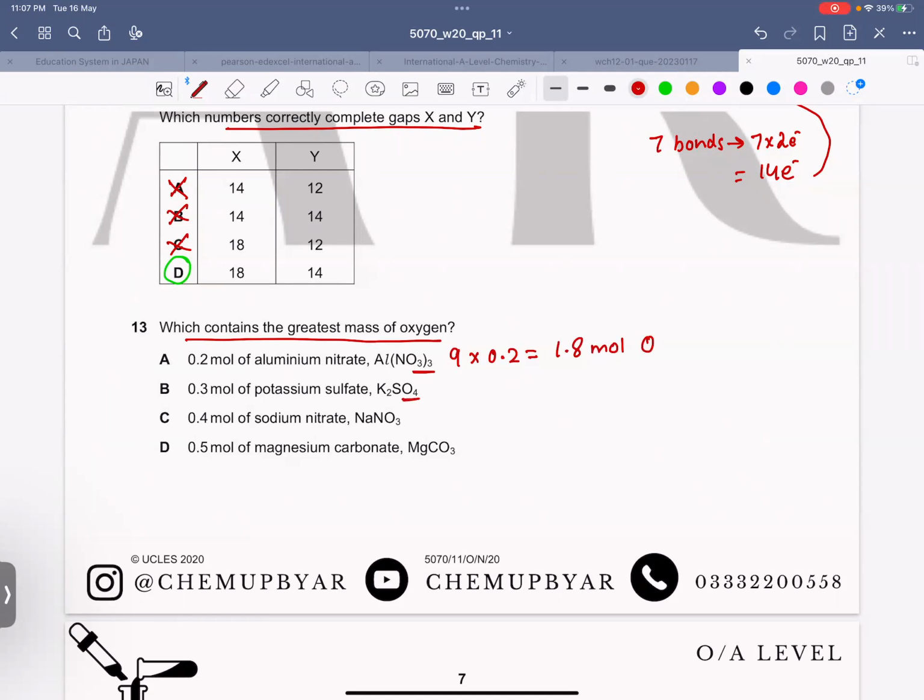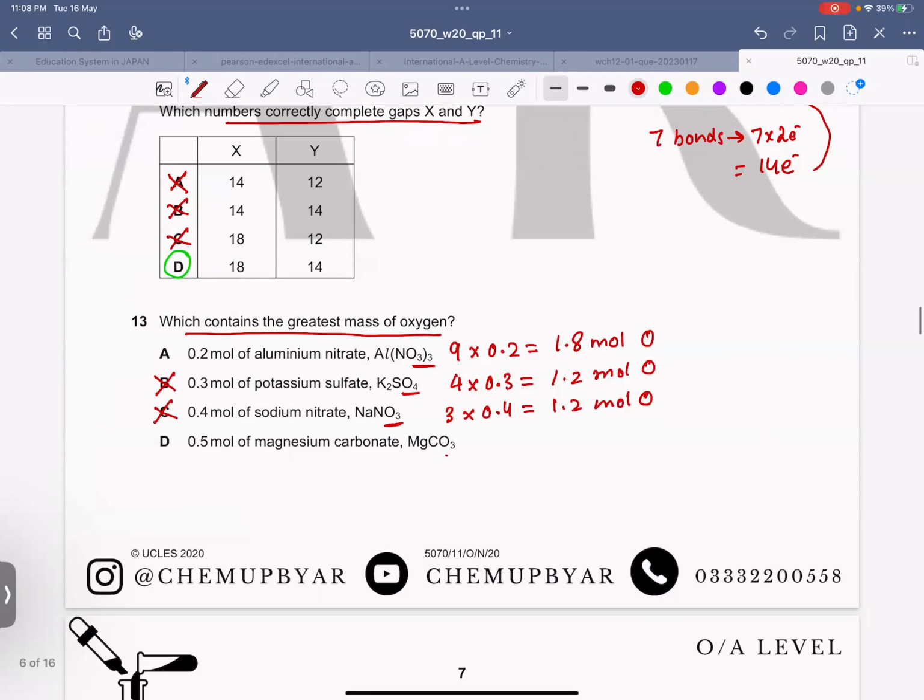If you see over here, we have 4 oxygens and there are 0.3 moles. So 4 times 0.3 gives me 1.2 moles of oxygen in this case. Then we have 3 oxygens and it's 0.4 mole. So 3 times 0.4 gives me 1.2 mole of oxygen. So both have the same value. So it means neither B nor C can be an answer. So we can mark B and C wrong. Now we are left with D.